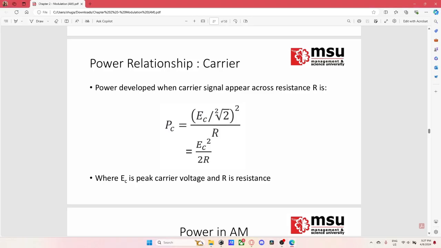Hello, this is part 2 for chapter 2, modulation AM. In this part we will learn about power in modulation.